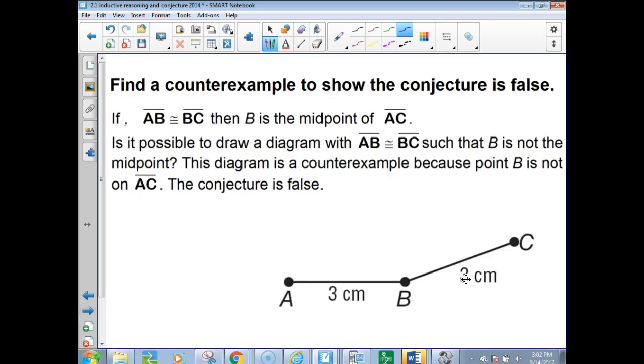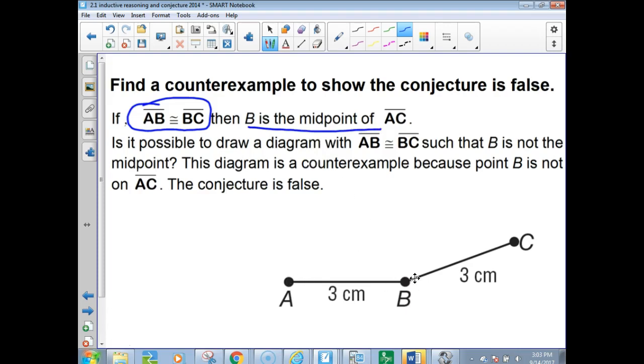So I want you to see a counterexample. This is already solved for you, and I want to explain it. If segment AB is congruent to segment BC, then B is the midpoint of AC. Okay, so what you are thinking is, can I draw something where AB is congruent to BC, but B is not the midpoint?